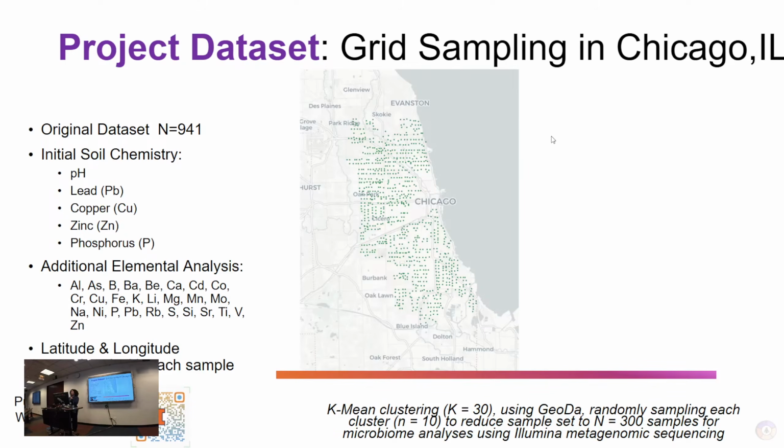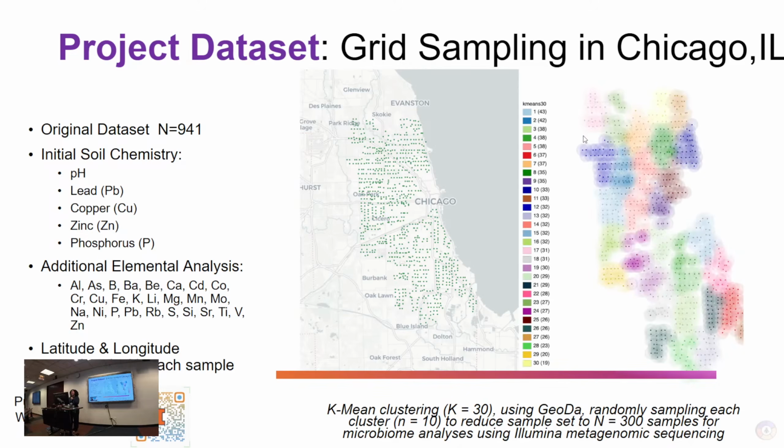And so I'm leveraging a data set that was already collected, thank the gods, because that means I didn't have to do the field work. Shout out to Dr. Andrew Margenot. Oh, you can't see the QR code, but he and his master's student, George Watson, did this massive grid sampling throughout Chicago. They originally mapped these soils for lead, copper, zinc, phosphorus, and pH. It was originally 941 samples, and nobody is paying for that sequencing. So I had to reduce the number of samples to something that was actually financially plausible for a microbiome data set.